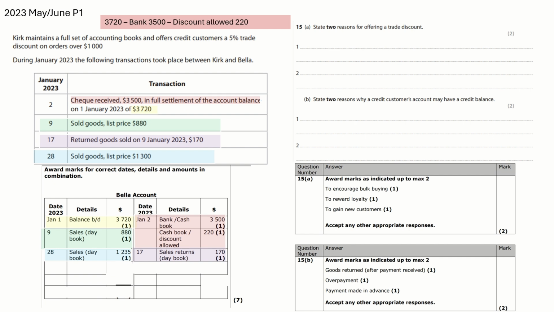Now it's time to balance the ledger. As you can see here, debit side 3,720, 880, 1,235. On the credit side 3,500, 220 and then 170. So debit side is greater, bring it to the total. Then from 5,835, deduct the amounts 3,500, 220 and 170. You should get balance carried down on 31st, 1,945. Bring it to the opposite side, 1st of Feb, balance brought down 1,945. So this was a past paper question which was tested on 2023 May-June paper 1.